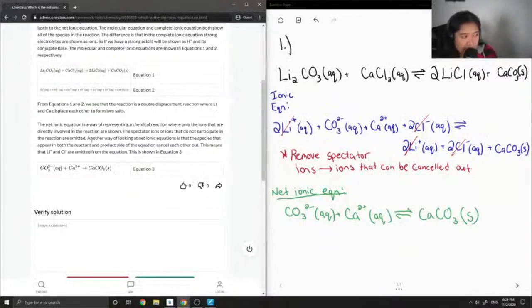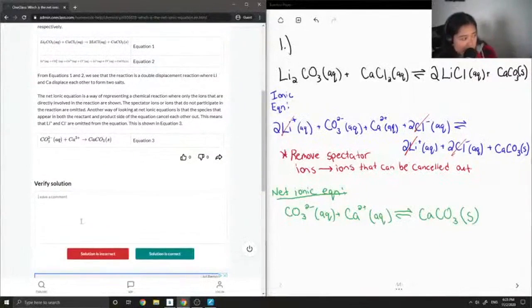Another way of looking at net ionic equations is that the species that appear in both the reactant and product side of the equation cancel each other out. This means that lithium plus and chlorine minus are omitted from the equation, and this is shown in equation 3. This is a very well written answer, so this solution is correct.